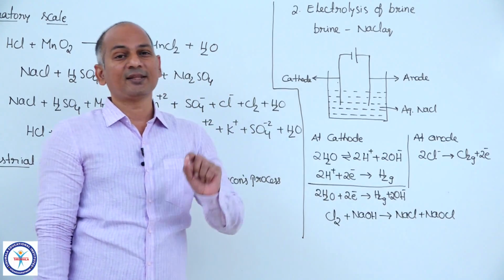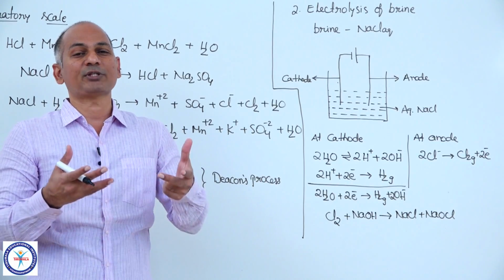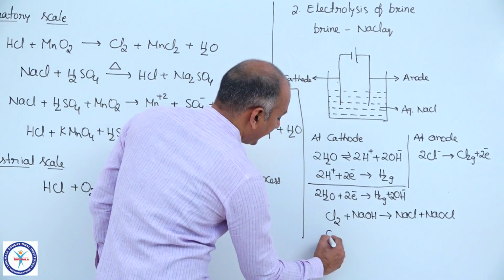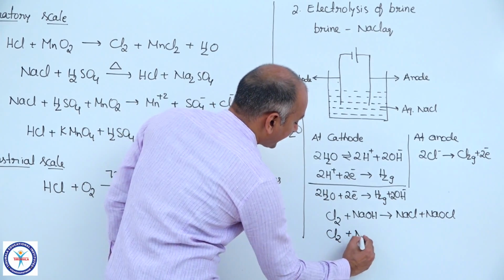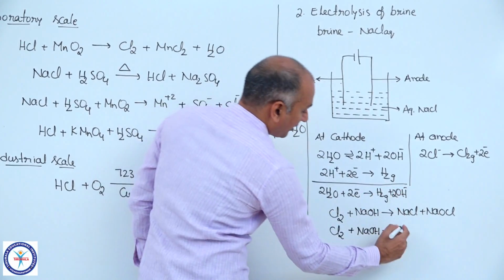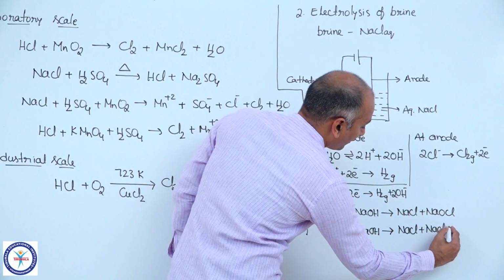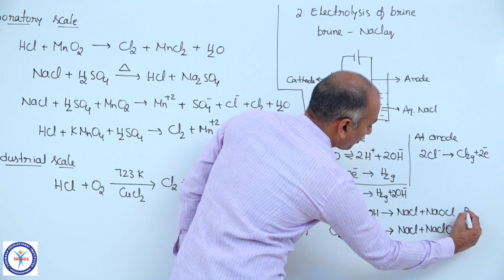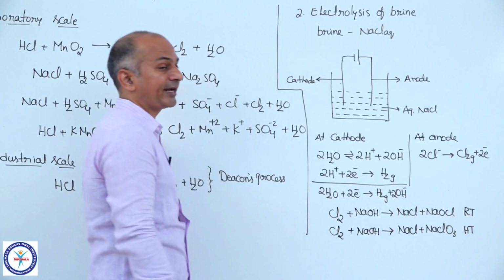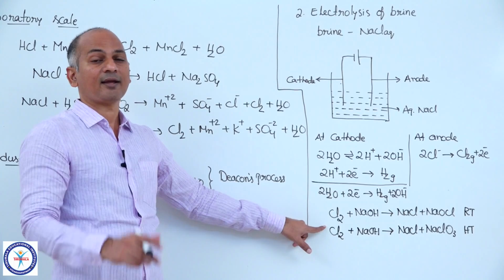Suppose now you stir that same electrolyte at an elevated temperature. Now you increase the temperature to 70 or 80 degrees. Then you stir it. In that case, the same liberated chlorine reacts with NaOH, the same NaOH which is the side product, to give NaCl and NaClO3. Now this reaction happens at room temperature, and this reaction happens at high temperature, at around 70 degrees Celsius. But both reactions happen on constant stirring.